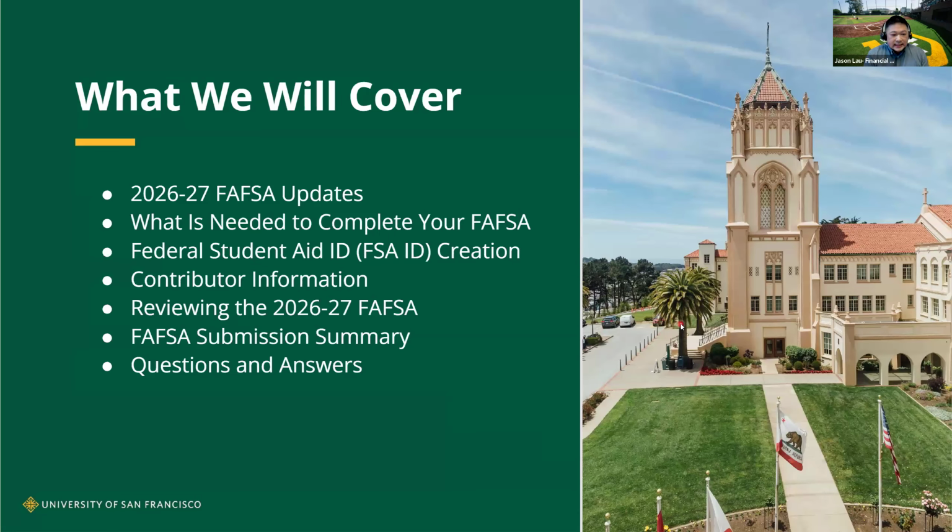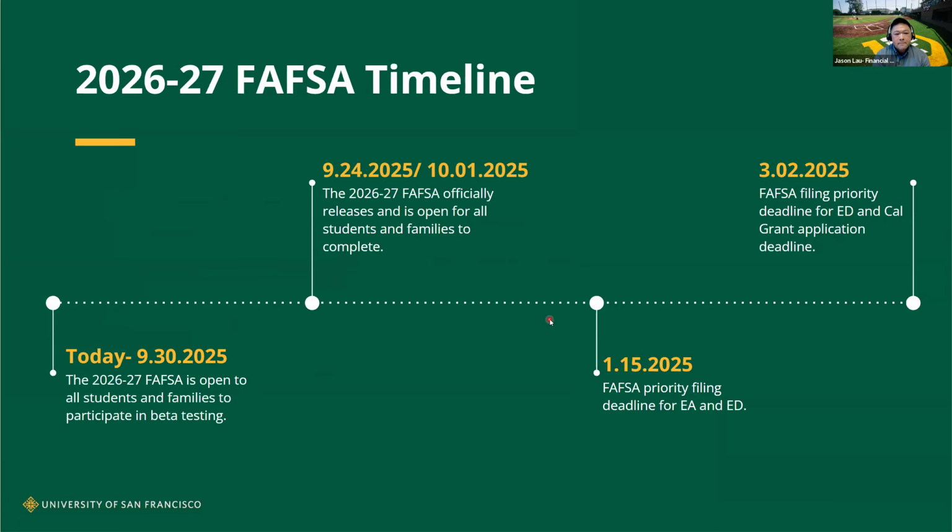So what we're going to cover today is the 2627 FAFSA updates, what you need to complete your FAFSA, Federal Student Aid or FSA ID creation, and what is a contributor and what do they do? Then reviewing the 2627 FAFSA, which is more of a line-by-line review, going over what a FAFSA submission summary is, as well as answering your questions. That will be our agenda for tonight, or this evening for some of you.